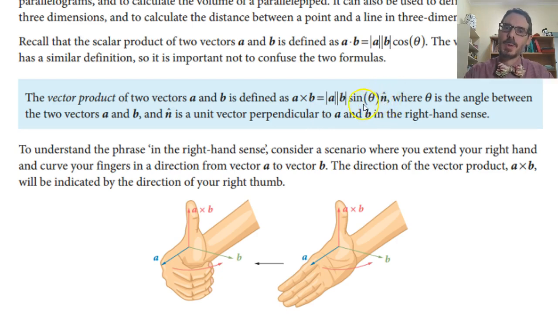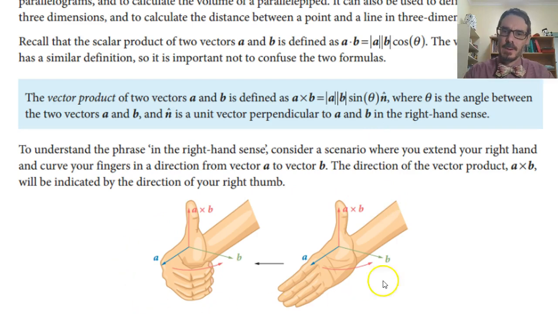Now it's written in the formula as mod A mod B sine theta n hat. Because n hat is a unit vector, so it doesn't change the length. It really just gives the direction for the vector product. Now how do we work out the direction? The direction is determined by the right-hand rule.